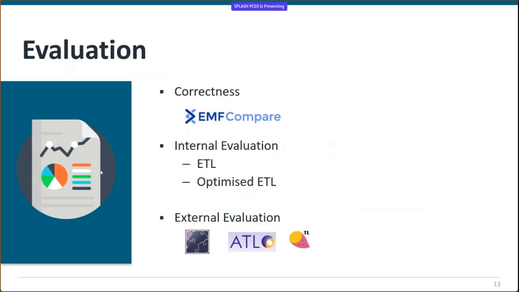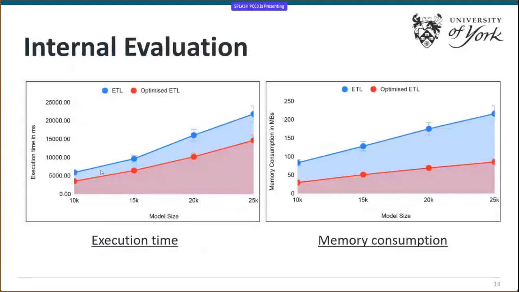The reason for using these two languages is that ATL is a very widely used, interpreted transformation language, while YAMTL is a compiled transformation language. So it was interesting to see how our approach performs in comparison with these languages.